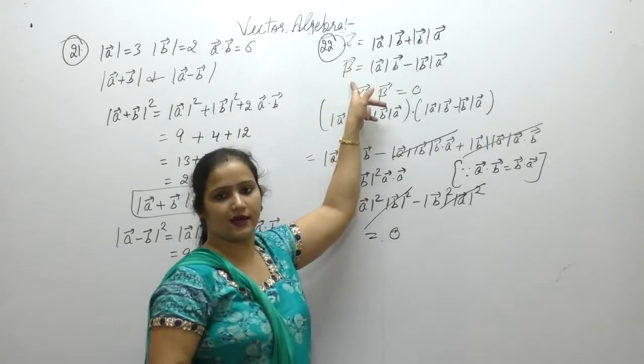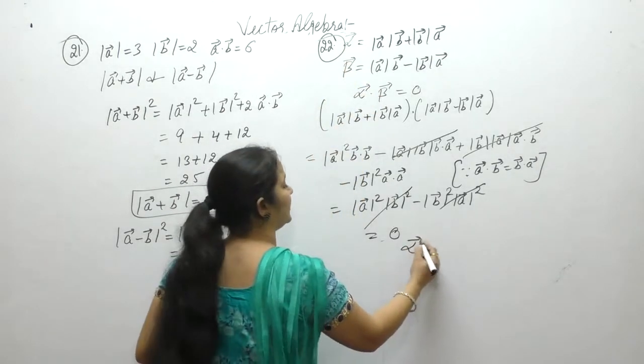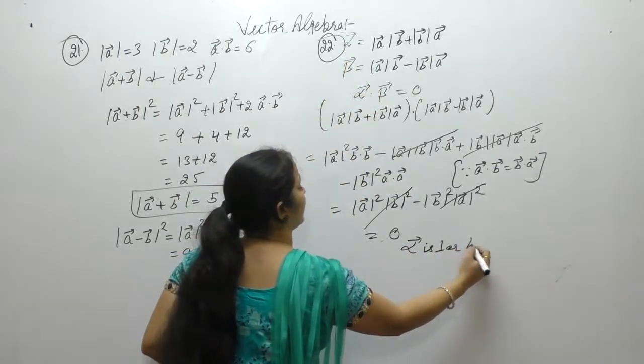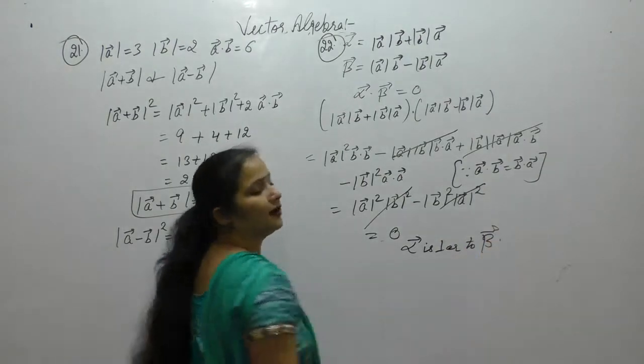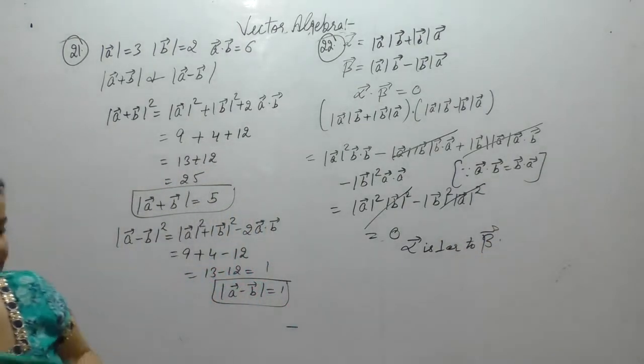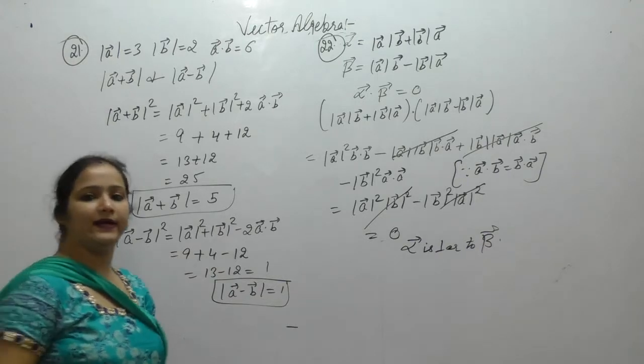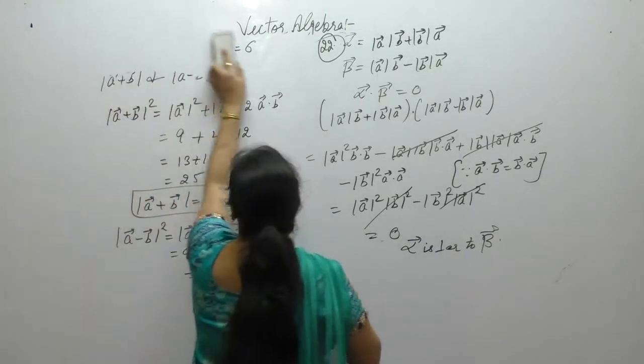Therefore, vectors alpha and beta are orthogonal, or alpha vector is perpendicular to beta vector. Or we can say that alpha vector and beta vector are orthogonal.